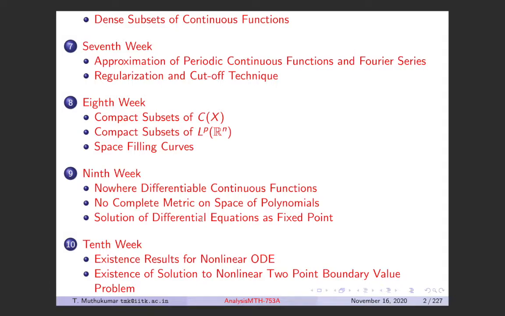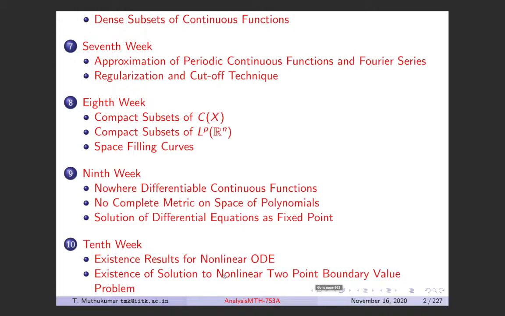Today we are going to look at the existence of solutions to the second order nonlinear ODE, but the boundary condition is a two-point boundary value problem. So far we have been looking at initial value problems. This is a different situation.